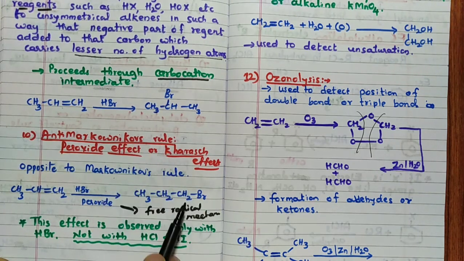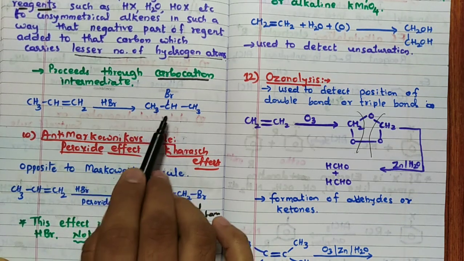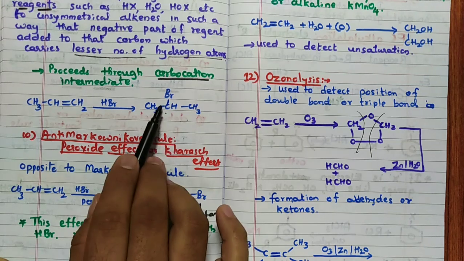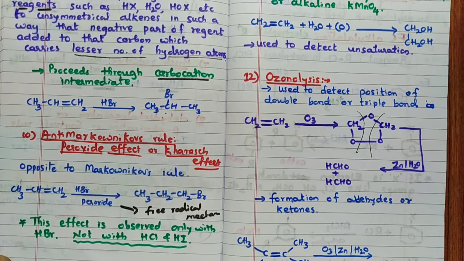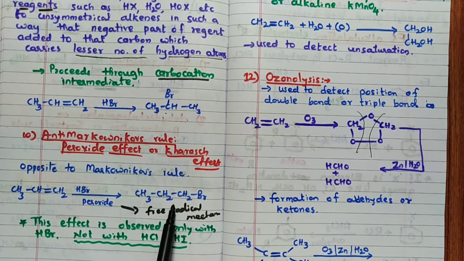Remember, along with this you will also get some amount of the other product, about 80% and 20%. So plus this, and with this also some 20% of the other you are going to get, no doubt. But remember, the main product is what I have written. So here is the Markovnikov product and the anti-Markovnikov product.